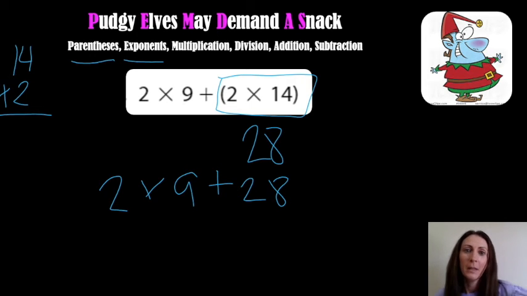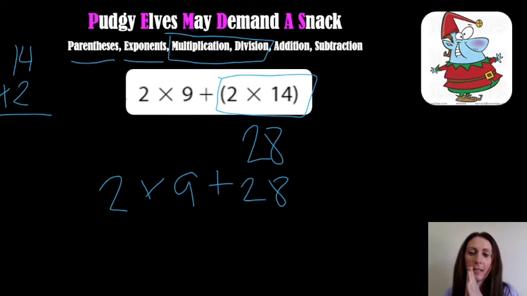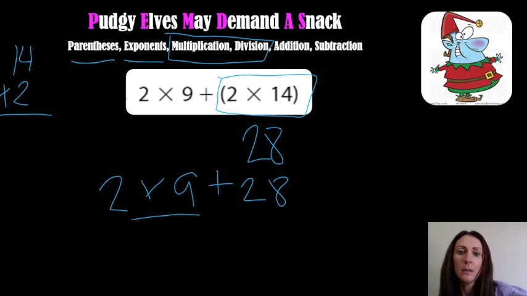No. Okay. Multiplication and division together. Do I have any multiplication or division? Right, I do. I have 2 times 9. Go ahead. What is 2 times 9? Awesome. 18. You're right.